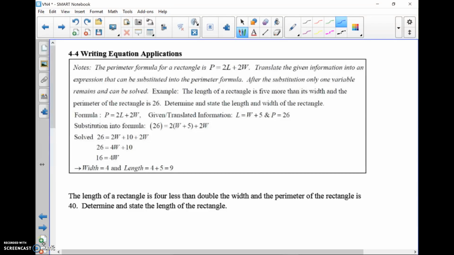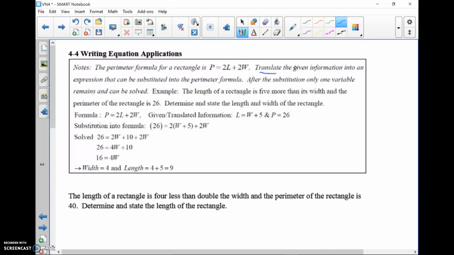Algebra 1 Common Core, Unit 4, Section 4, Writing Equation Applications. So Unit 4 has been all about solving equations, and that's what we're still doing here, except we're going to have little word problems where we need to translate what's in the problem to create the equations, and then we're going to use them to solve the equations.